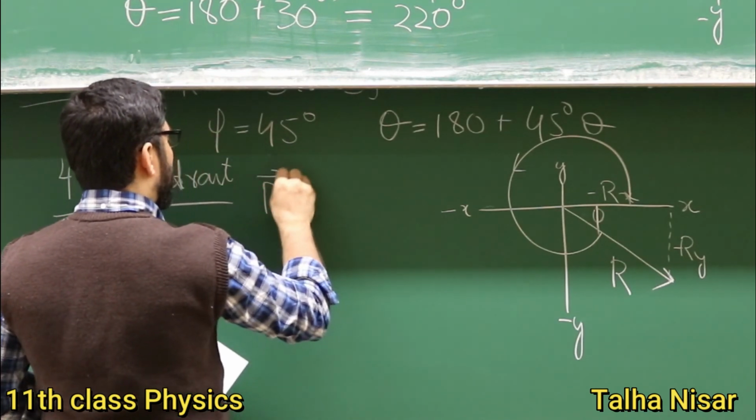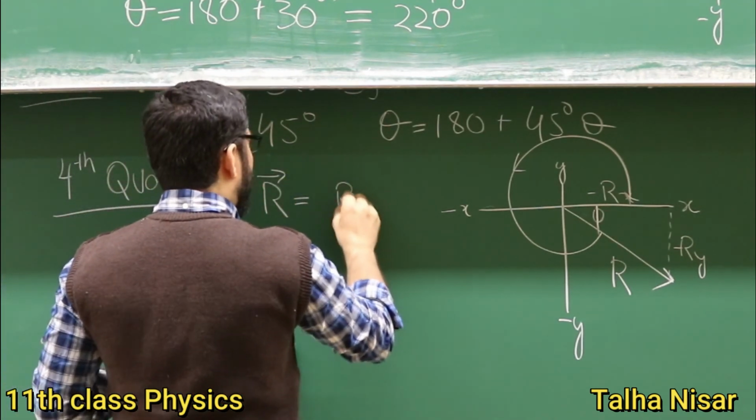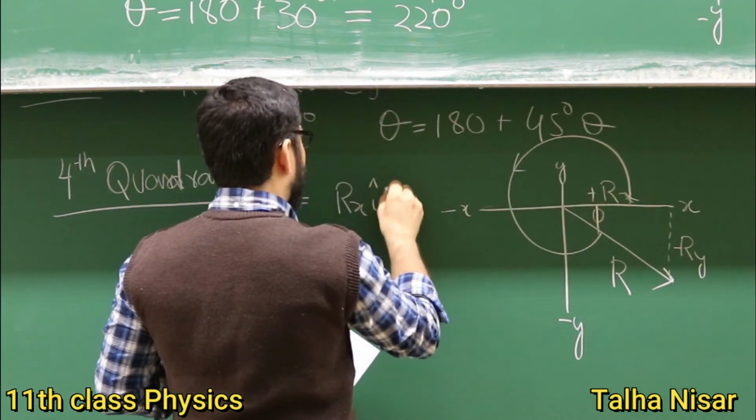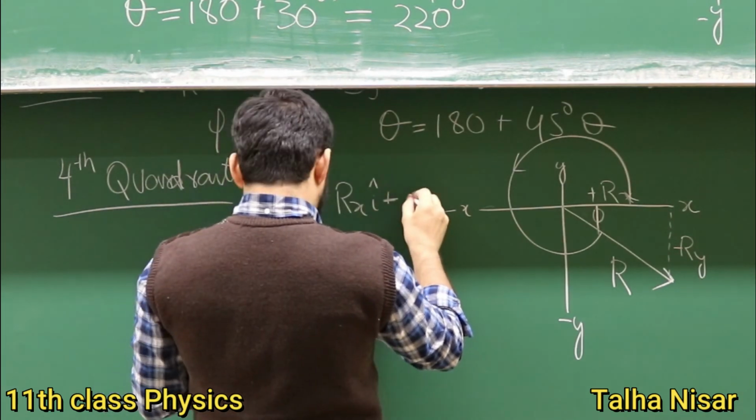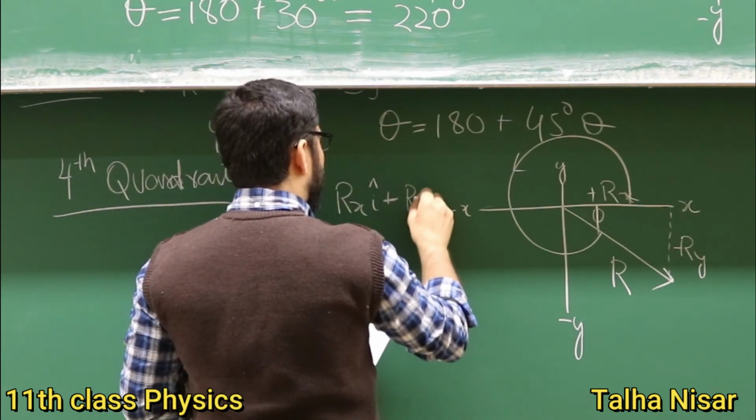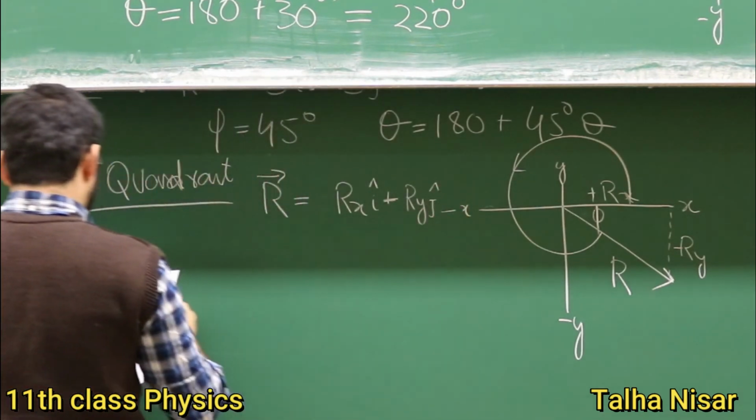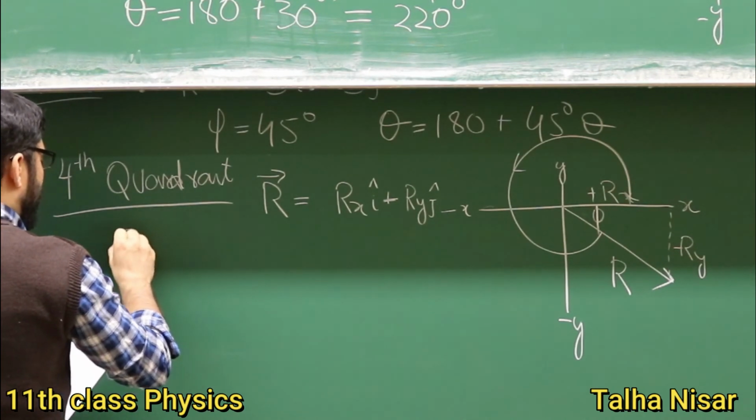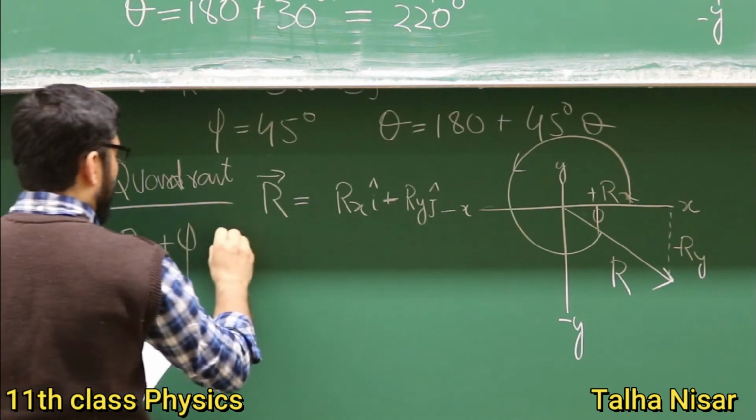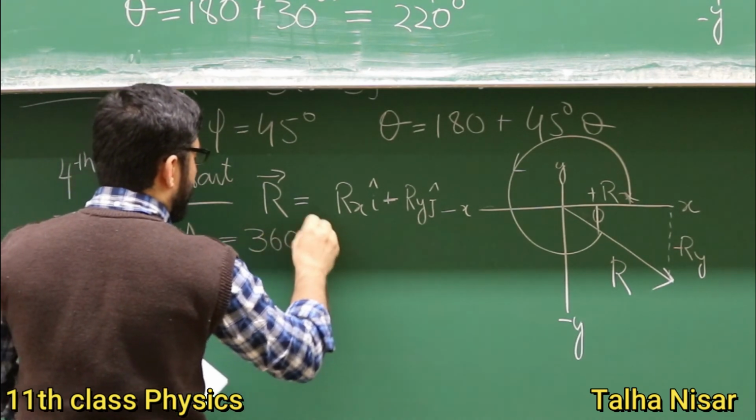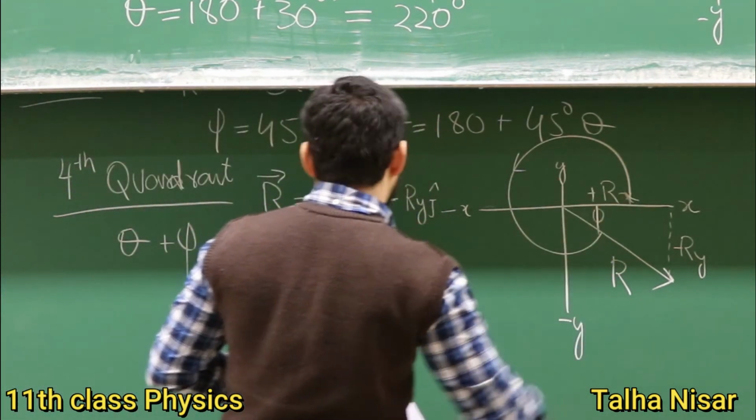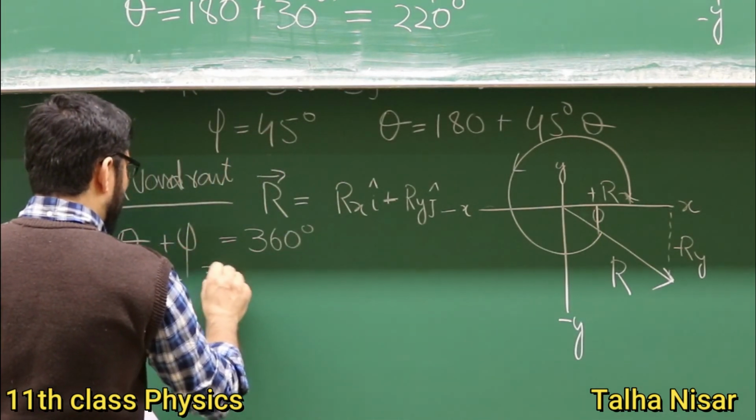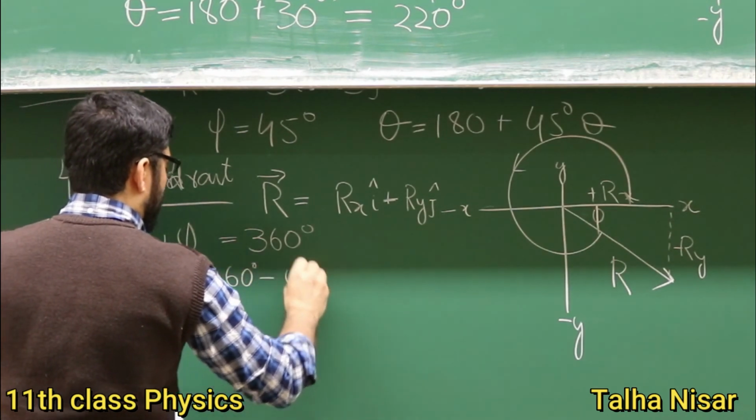So the resultant vector will be Rx i plus, and minus Ry j. And since we know that theta plus phi equals 360 degrees, because the full circle is 360 degrees, and we are interested in theta, it will be 360 minus phi.